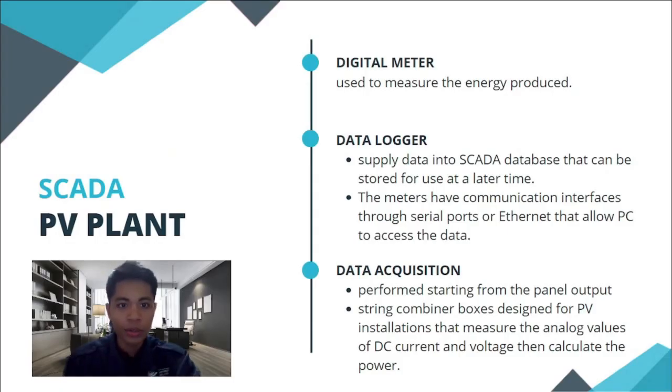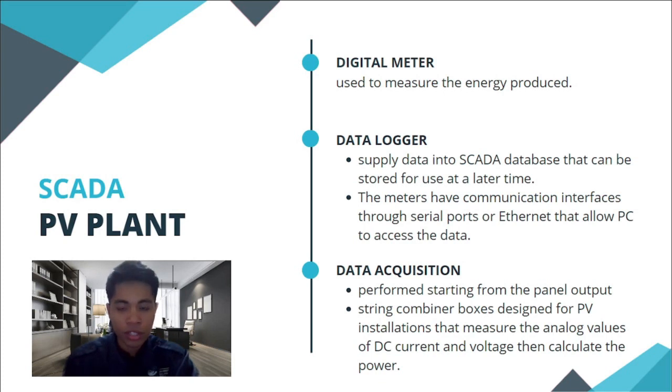Next, we go to how the SCADA system works in a PV power plant. First, the digital meter. The digital meter is used to measure the energy produced by the PV power plant. The data logger will supply data into the SCADA database that can be stored for use at a later time. The meter has a communication interface through serial ports or the internet that allows a PC to access the data.